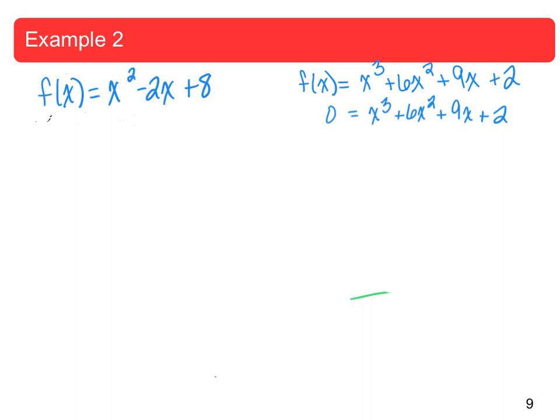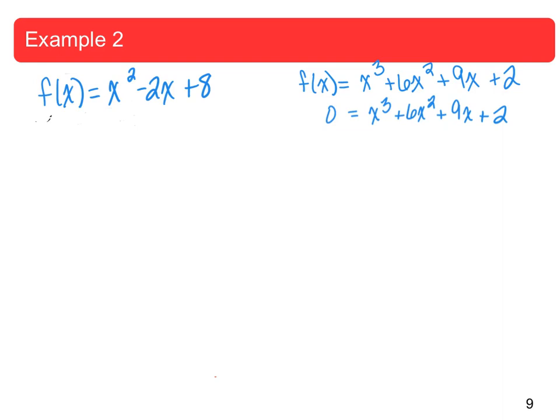Okay, so what we're going to do first is see if we can factor this on the right: x to the third plus 6x squared plus 9x plus 2. You're always going to look at it and say, can I factor that? Factoring is good. Can it be factored? No, of course not, right?